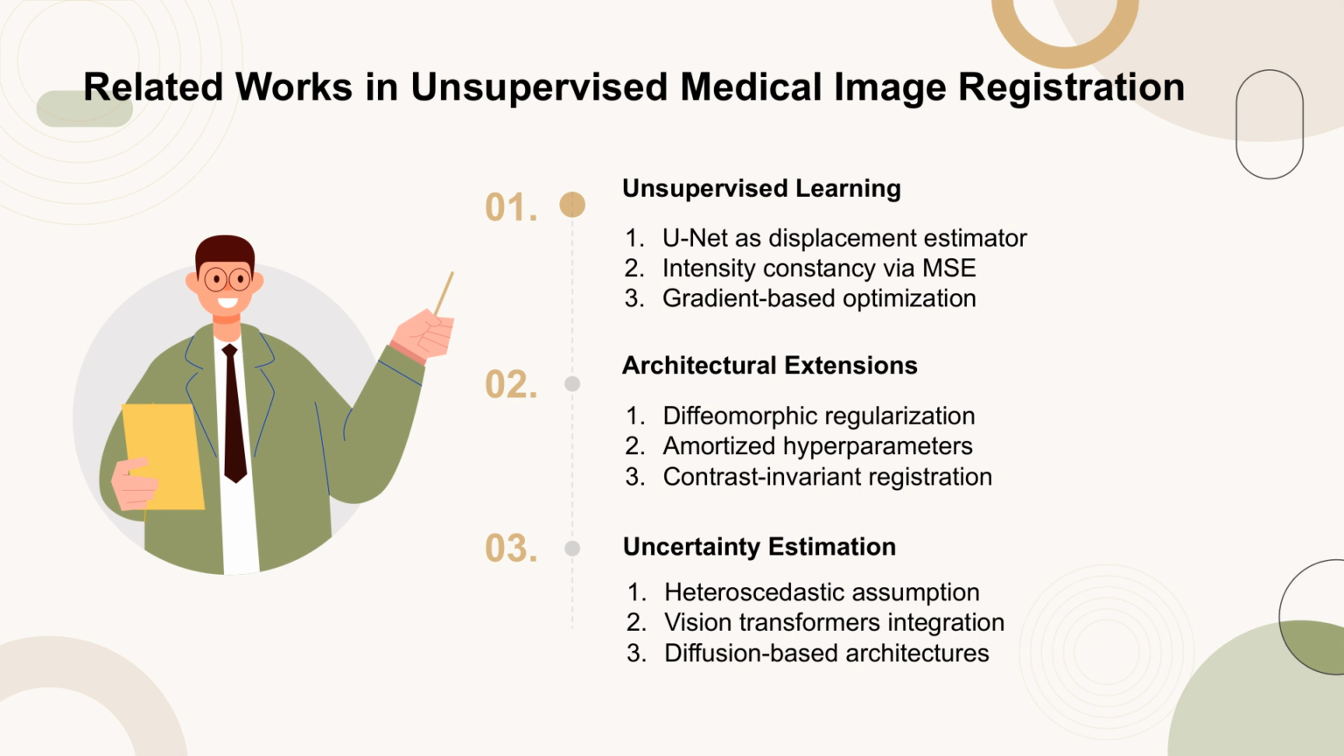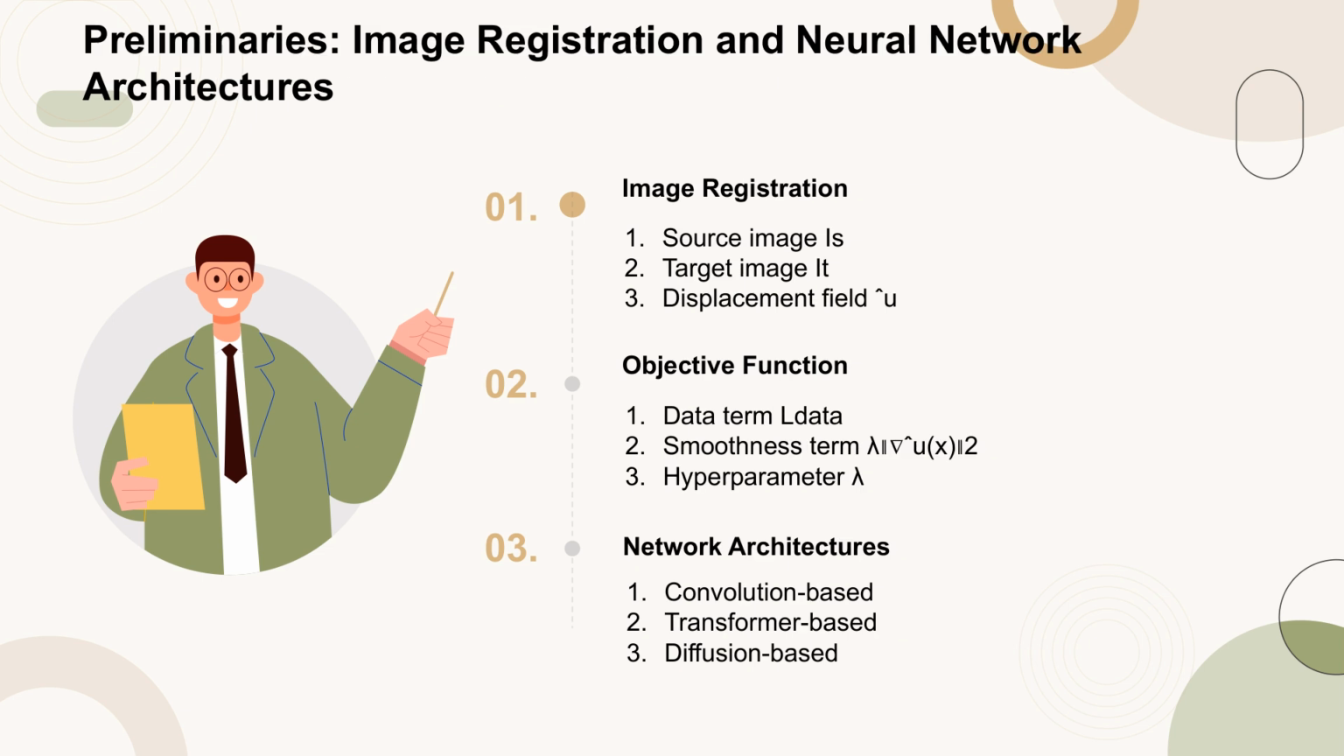In image registration, we have a source image and a target image. The goal is to estimate a displacement vector field U that maps pixels from the source to the target image. To achieve this, an objective function is minimized, which includes a data term that measures the difference between the target and the transformed source image, and a smoothness term that penalizes large gradients in the displacement field, modulated by a hyperparameter lambda. The displacement field is estimated using various neural network architectures, including convolution-based, transformer-based, and diffusion-based models.